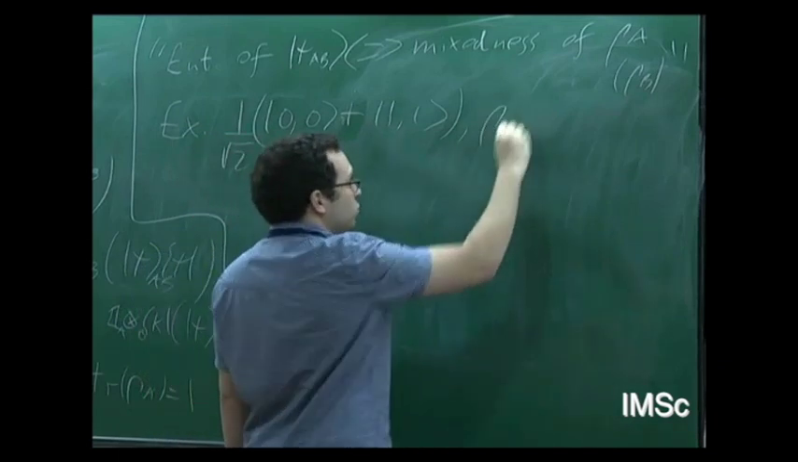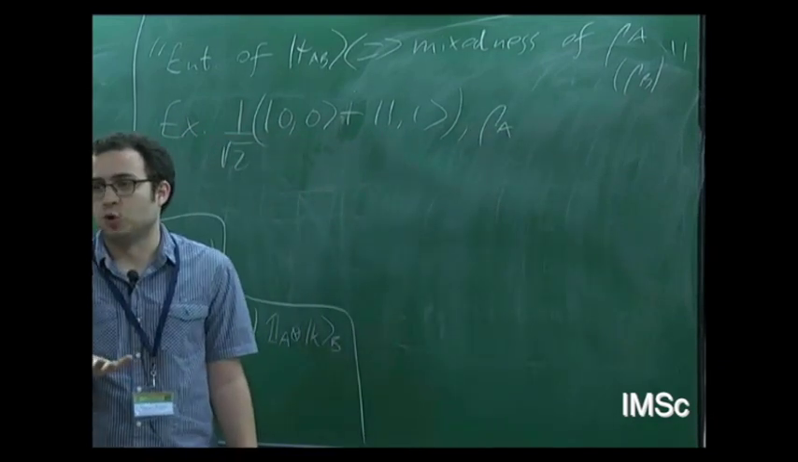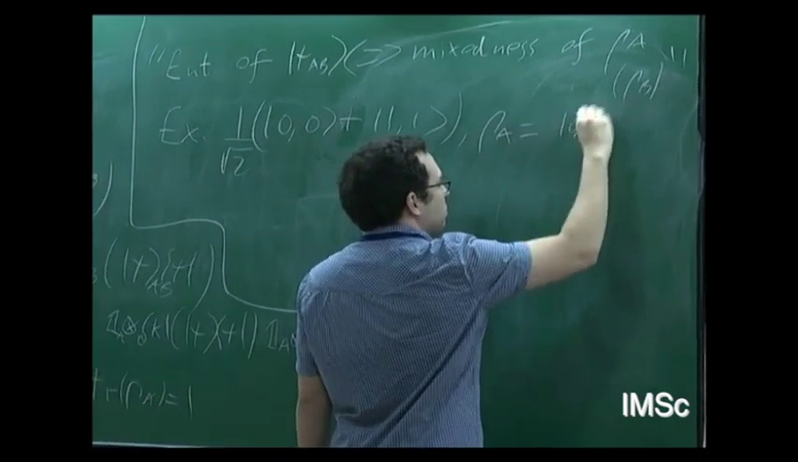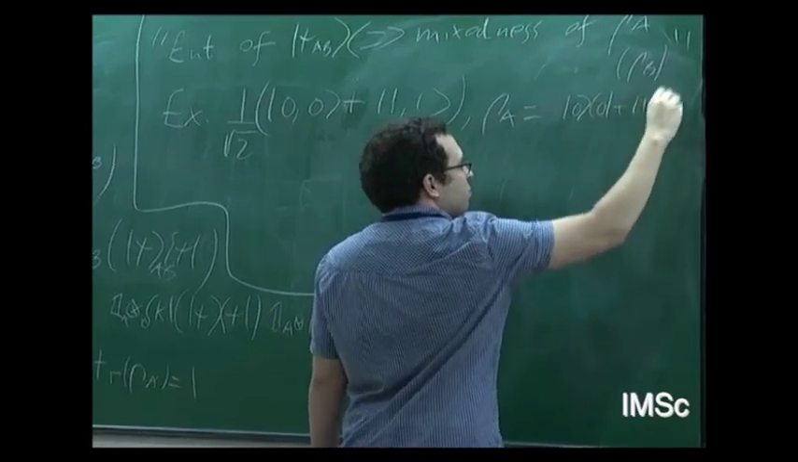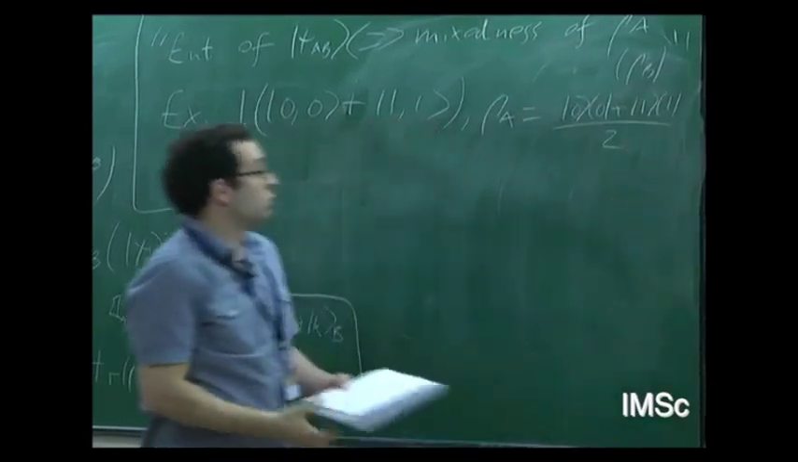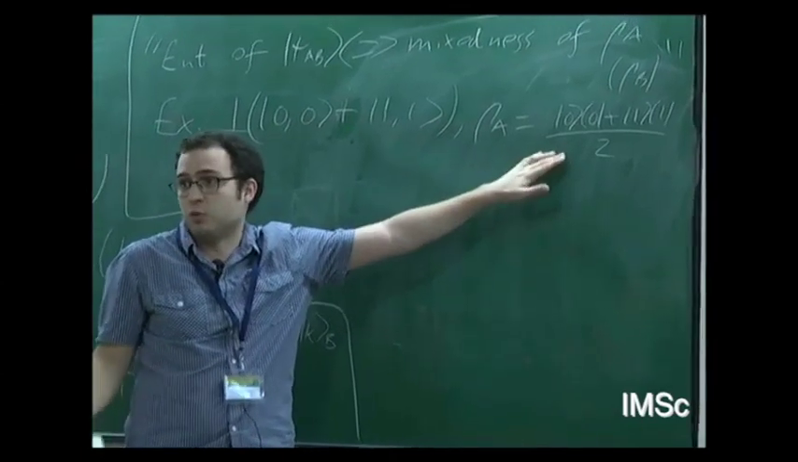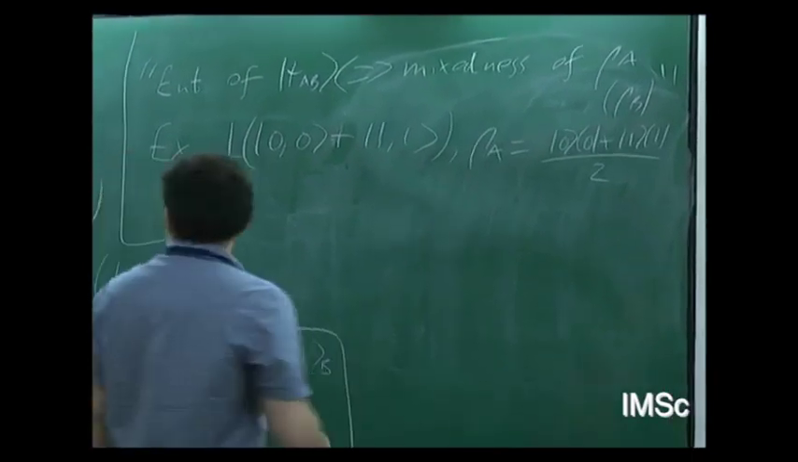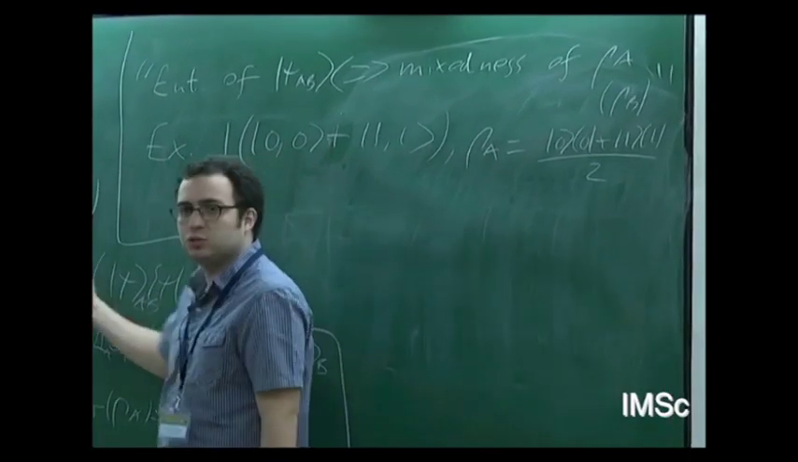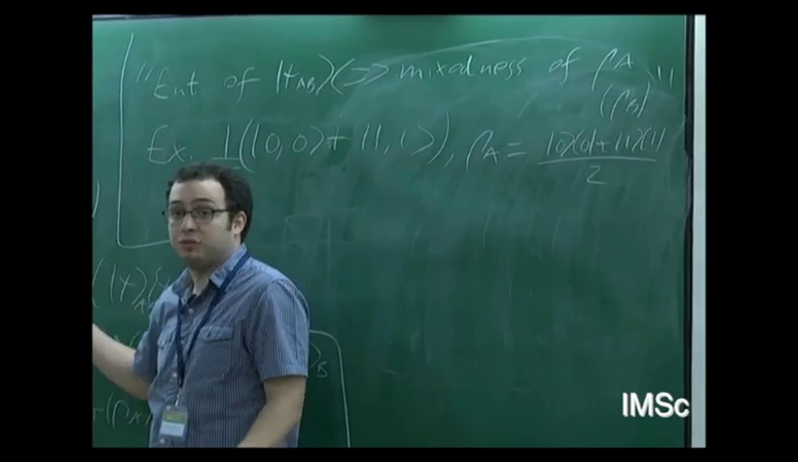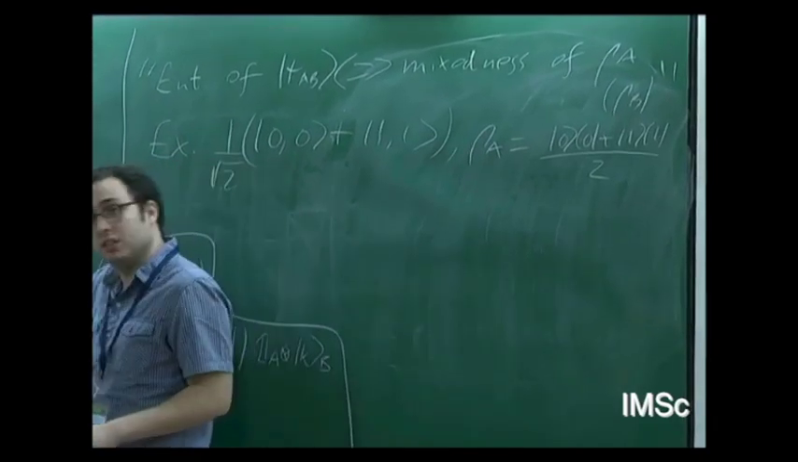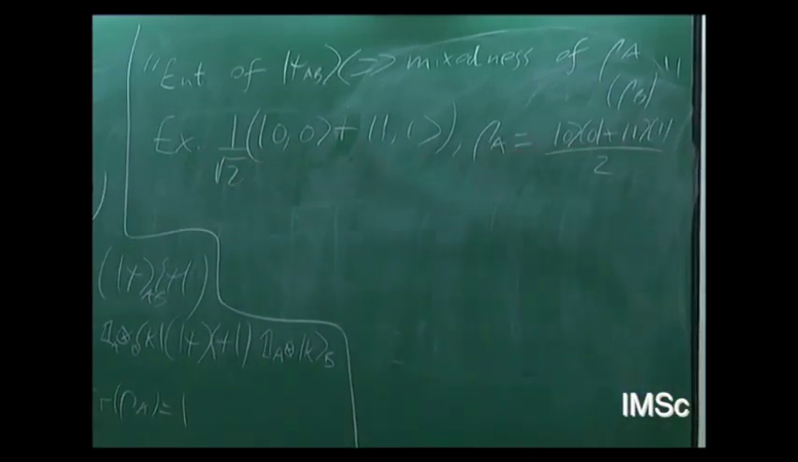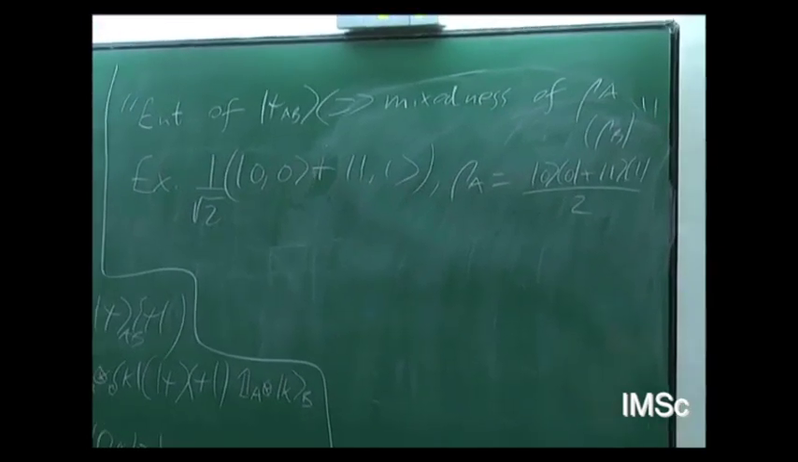And if you look at the reduced state rho A, what do we get? Who knows? Yeah, we get the maximally mixed state. So in this case, you have a maximally entangled state and you have a state of maximal mixedness. I'm telling you this just to motivate us to study properties of the quantum entropy. If you want to understand the entanglement here, we have to understand the entropy of a quantum state. So let me tell you the definition of entropy and some properties.